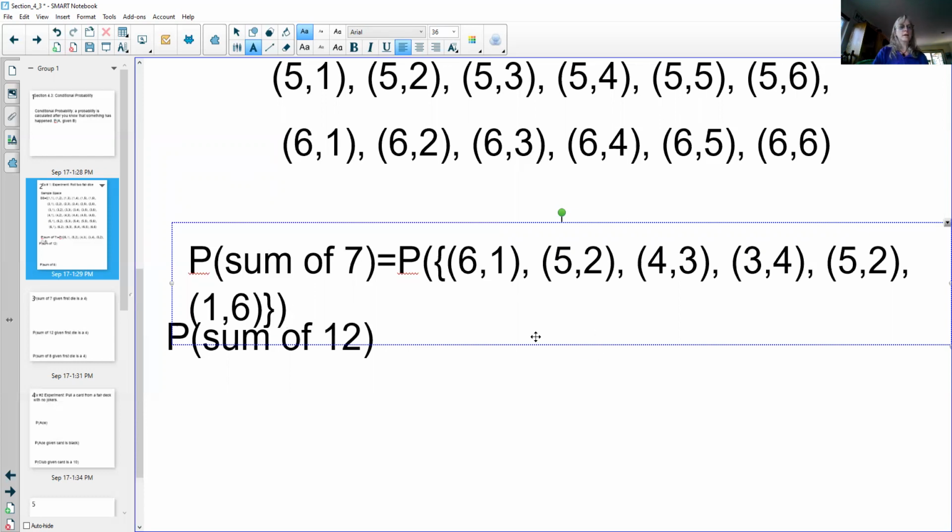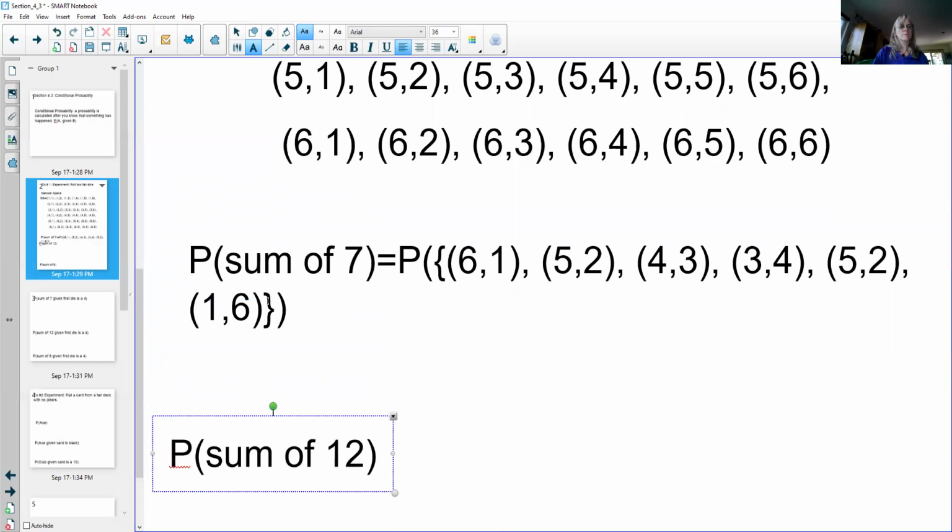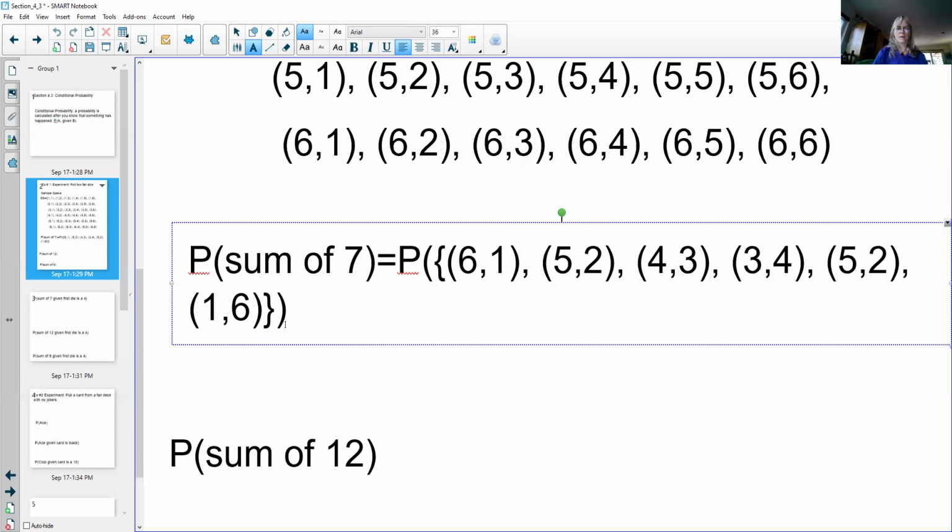Notice I'm putting these in a notation that is what we call probability notation. They set the event spaces in curly brackets, braces if you prefer, and then the probability is inside parentheses. And counting, it's 1, 2, 3, 4, 5, 6. So there's 6 out of 36. And again, I don't reduce that normally.